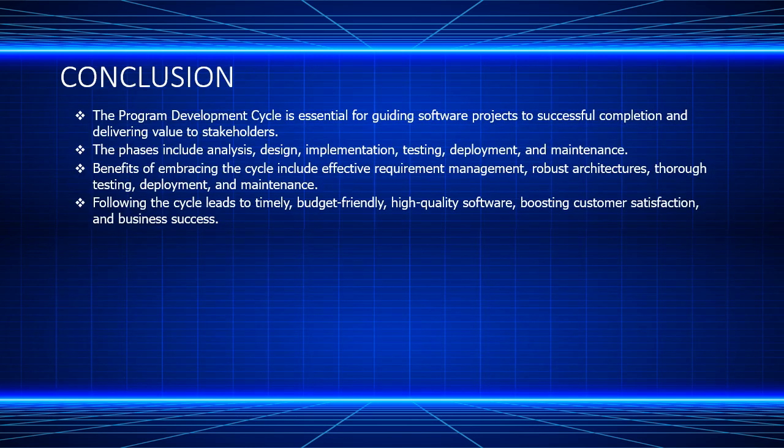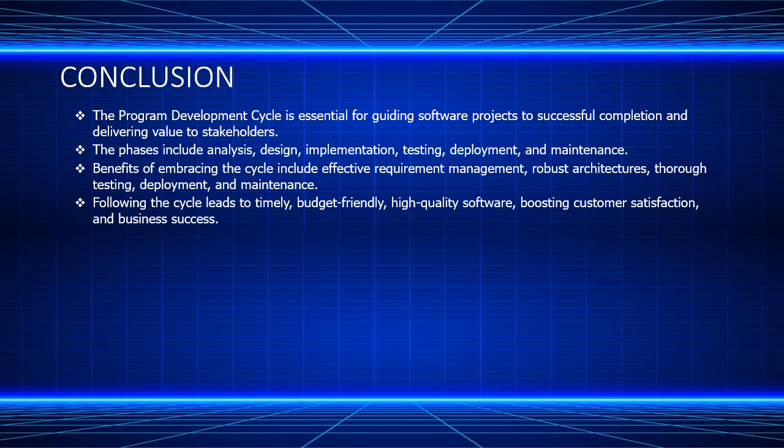As we reach the culmination of our journey through the program development cycle, let's reflect on the key takeaways. The program development cycle serves as a cornerstone framework guiding software projects towards successful completion, ensuring they bring value to stakeholders. Throughout our exploration, we've delved into each phase: analysis, design, implementation, testing, deployment, and maintenance, uncovering their significance in the development process. We've emphasized the criticality of adhering to the cycle, embracing best practices, and harnessing tools and technologies to streamline development and deliver top-notch software solutions.